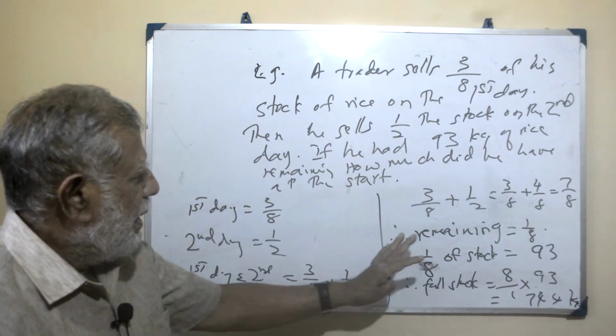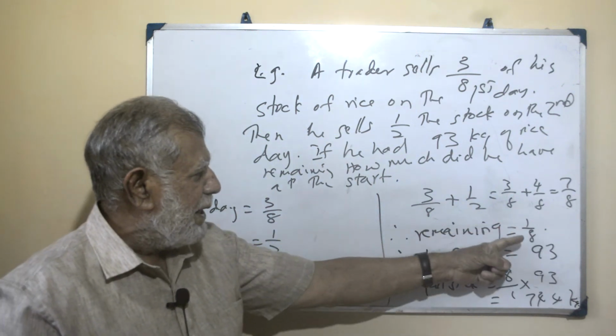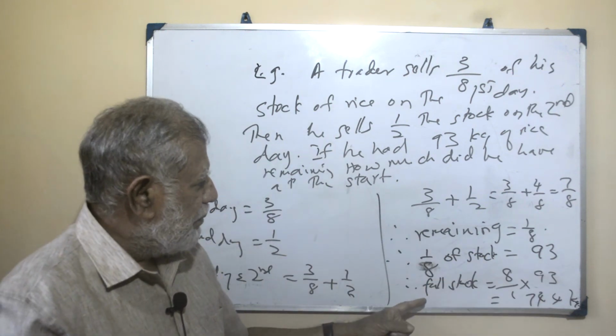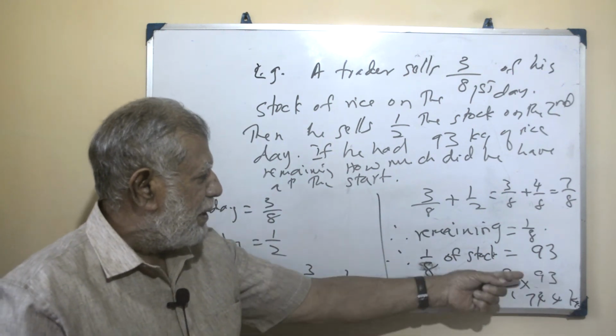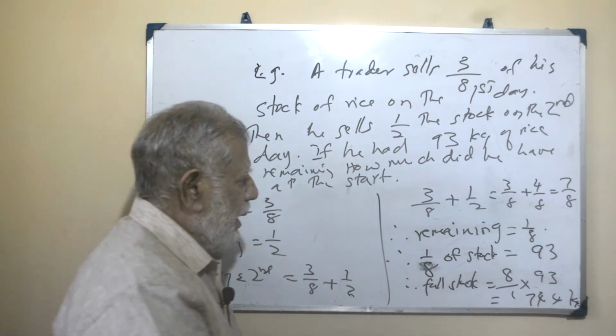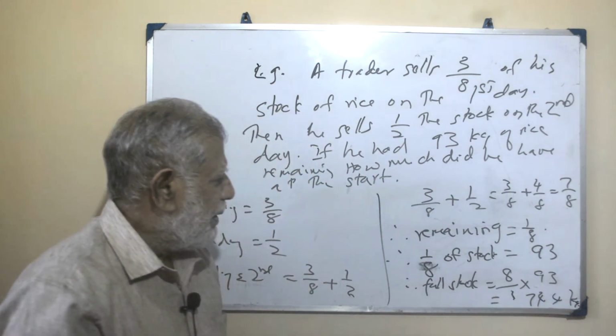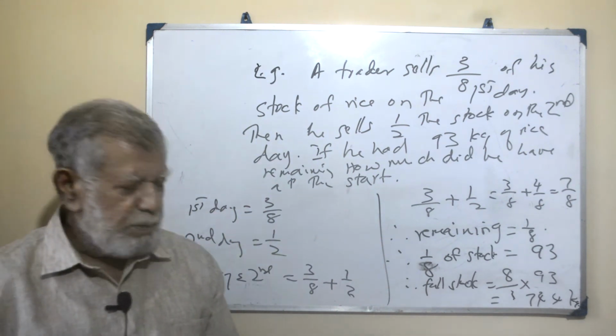So this part you must remember very well. The remaining part is 1/8. Therefore 1/8 of the stock is 93 kilograms. Therefore the full stock is equal to 8/1 into 93, that is equal to 744 kilograms. So the amount of rice here is 744 kilograms at the beginning.